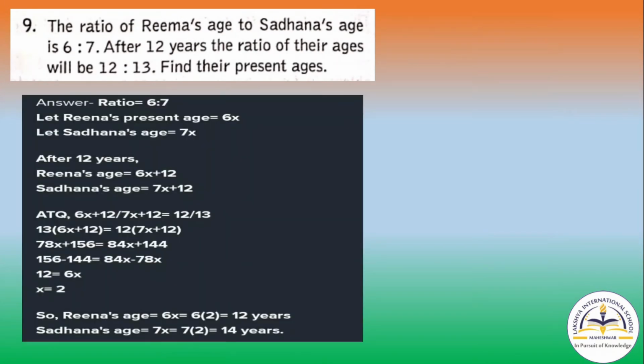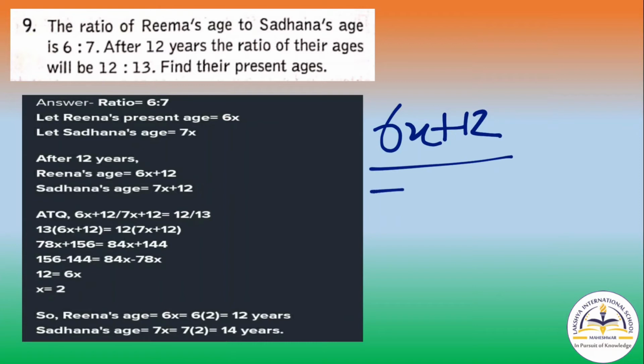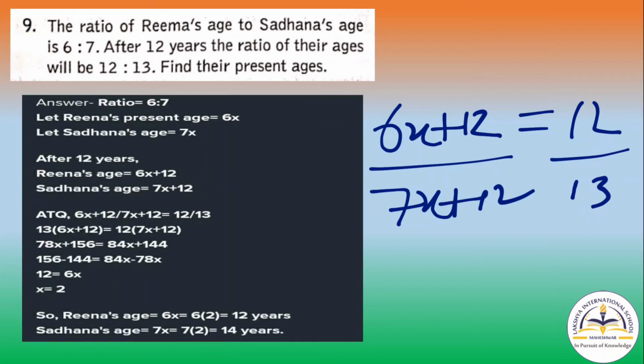The ratio of Rima's age to Sadhana's age is 6:7. After 12 years, the ratio of their ages will be 12:13. Find their present ages. Now, let Rima's present age be 6x and Sadhana's age be 7x. After 12 years, Rima's age is 6x plus 12 and Sadhana's age is 7x plus 12. So we can write (6x plus 12) divided by (7x plus 12) equals 12 by 13. This is according to the question. Now we have to cross multiply them.